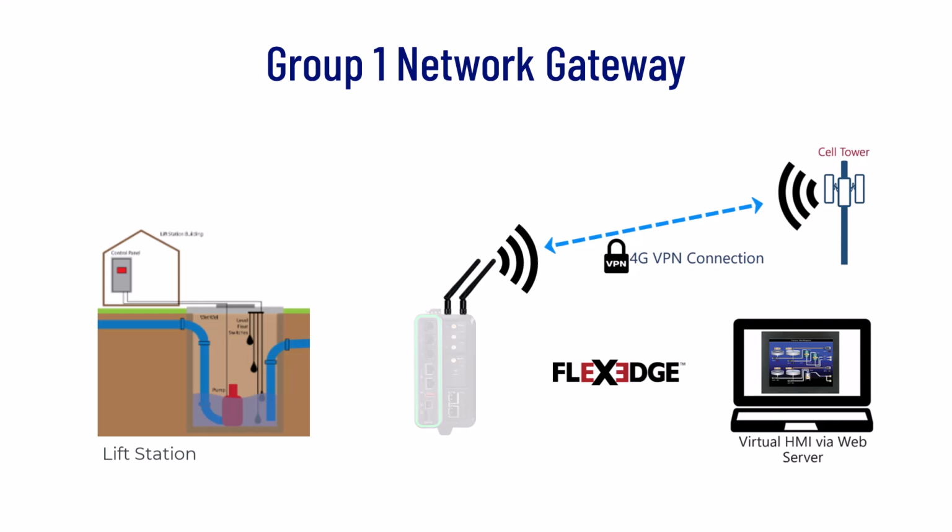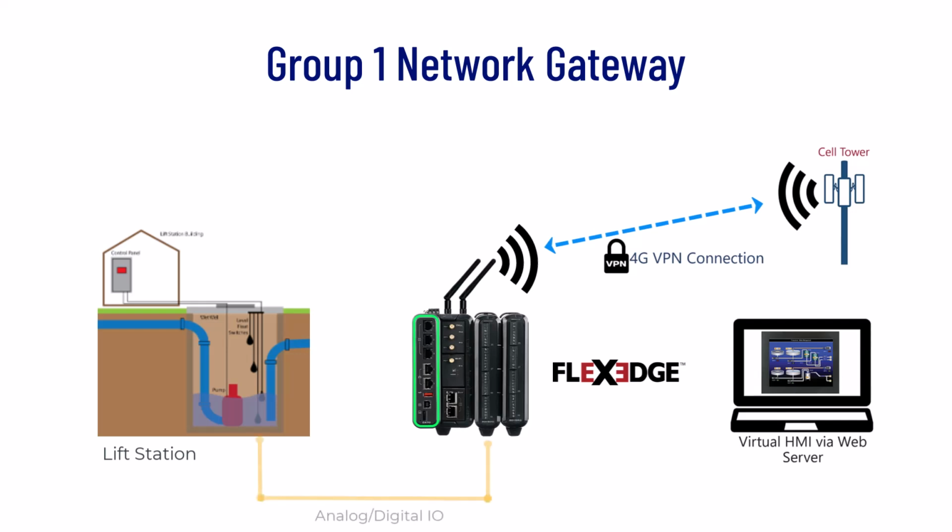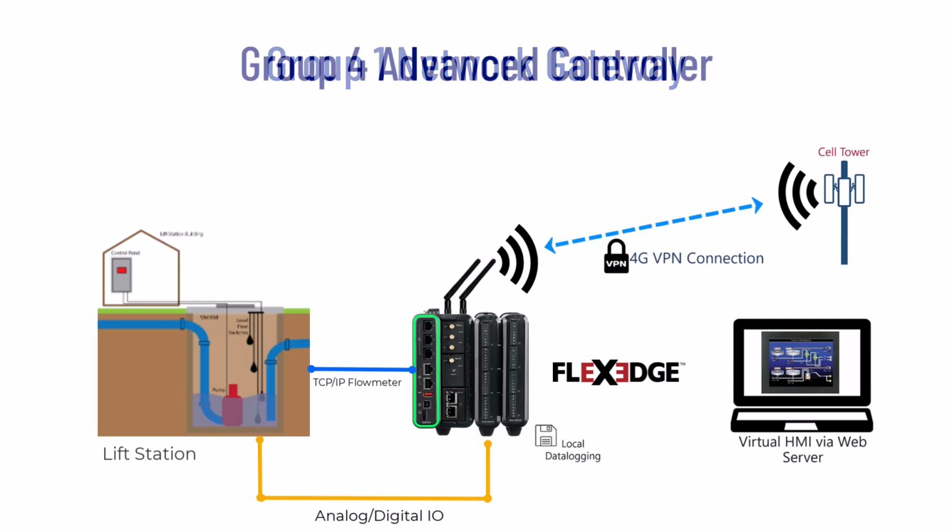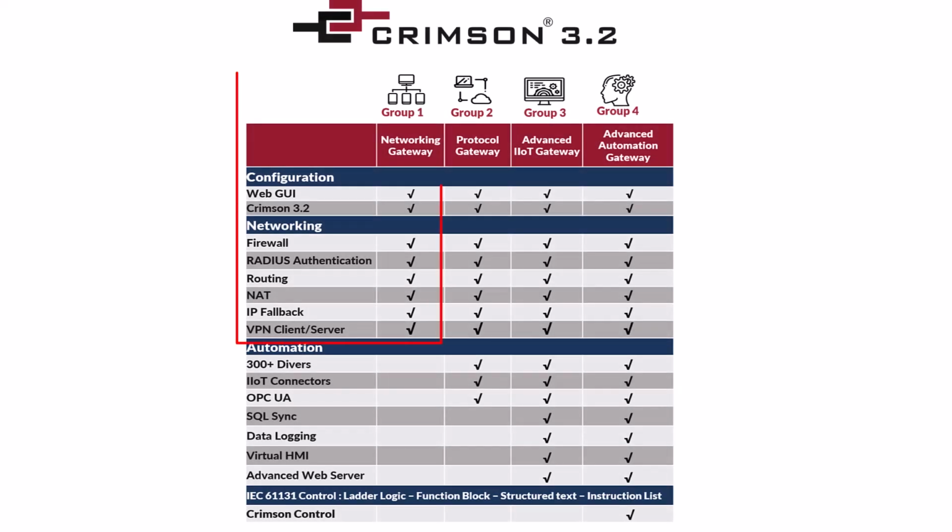Later, the need may arise for an automation device with data acquisition and collection through protocol conversion, data logging, and possibly even used as a controller with our IEC 61131-based Crimson Control. Unlocking the device to a Group 4 would allow the same device to remain installed and simply upgraded in the field to the higher feature set. Our Group 1 features act as a network gateway, giving the user a web interface or Crimson-based configuration options.